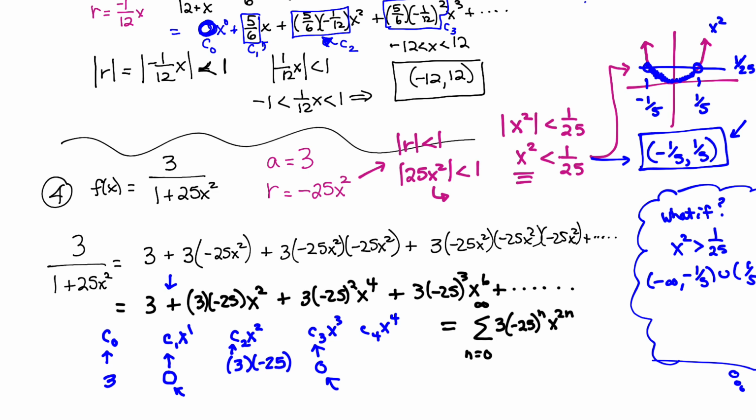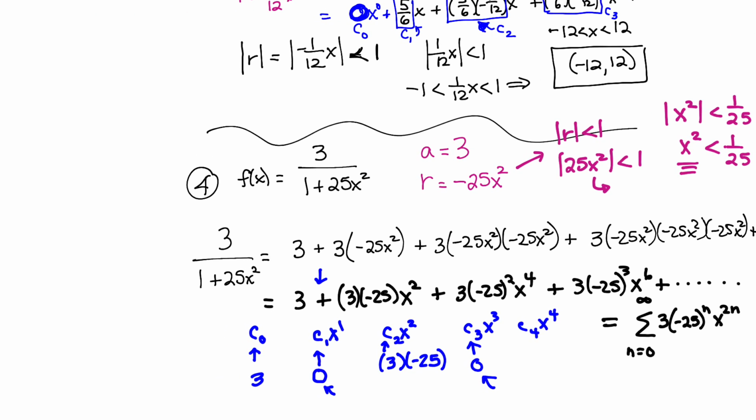Okay. So what does this mean to us? This means that we can take this sum, 3 over 1 plus 25x squared, and write it as this polynomial, right? Or we can do this one up here, where we took 1 over 4 plus x and wrote it as this infinite polynomial. Wow. Watch this. I'm going to write a polynomial up here.